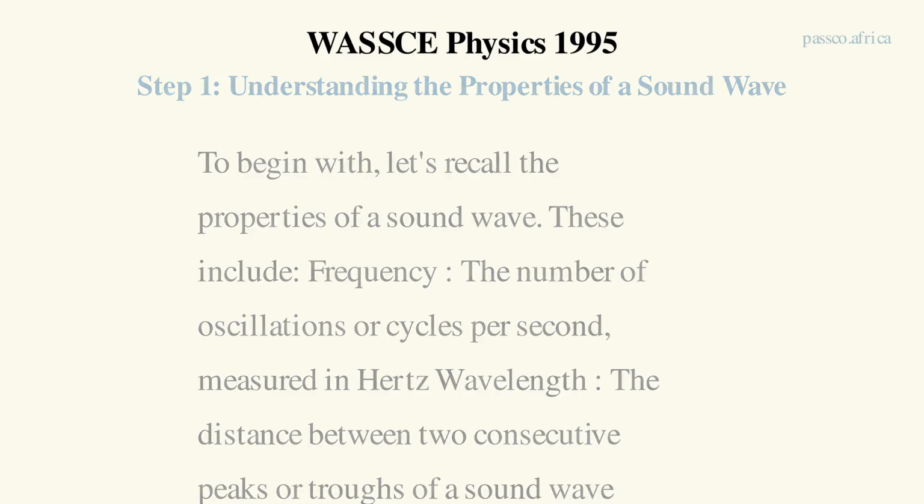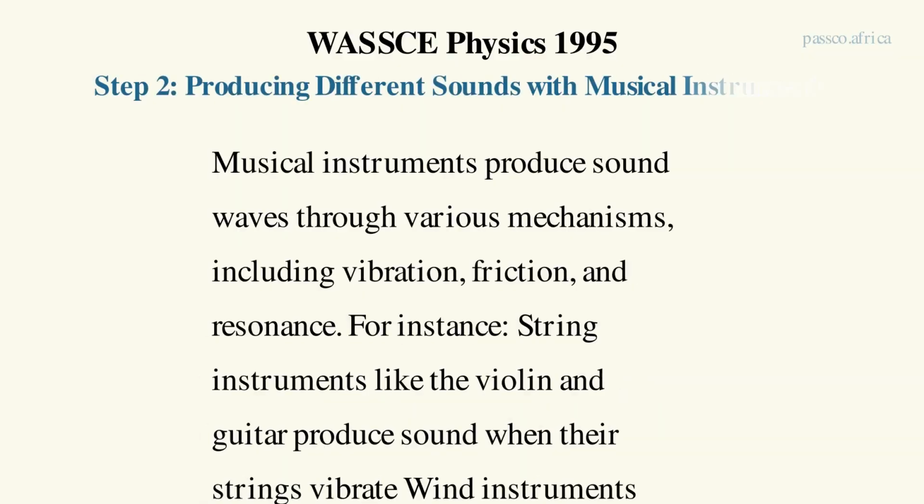Step 2. Producing different sounds with musical instruments. Musical instruments produce sound waves through various mechanisms, including vibration, friction, and resonance. For instance, string instruments like the violin and guitar produce sound when their strings vibrate. Wind instruments like the flute and trumpet produce sound when air is blown through them. Percussion instruments like the drum and cymbal produce sound when struck or hit.